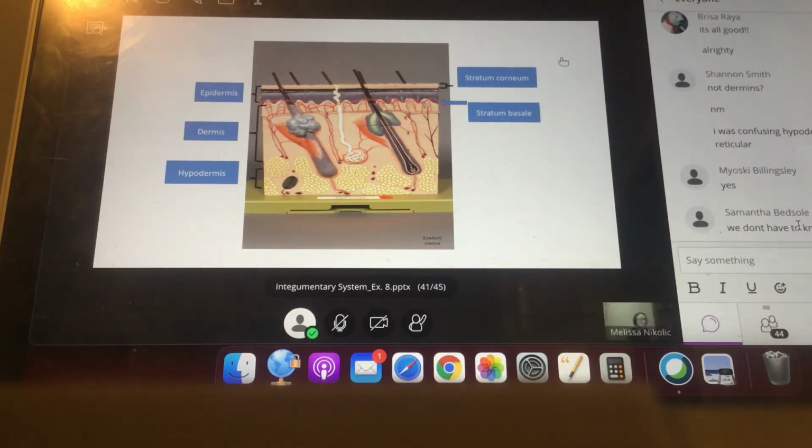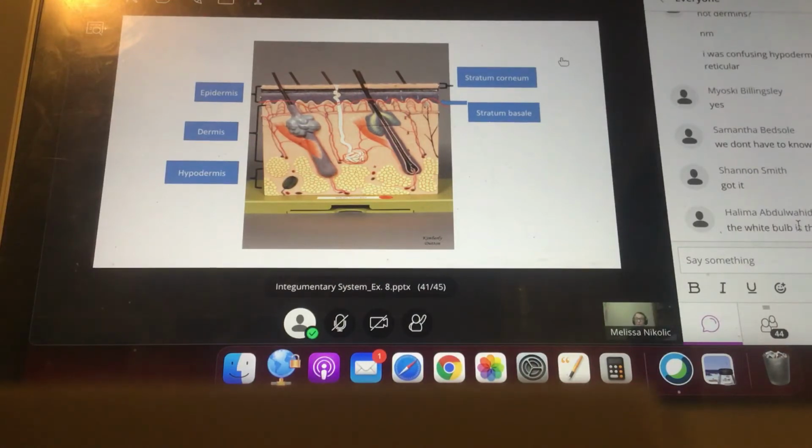Nope. Not according to the skin models. The white bulbous is white clad. Yes, it is. So we're going to get there. So the hypodermis, it's right there. They're labeled. So basically everything is labeled, but I might as well give you just something here.